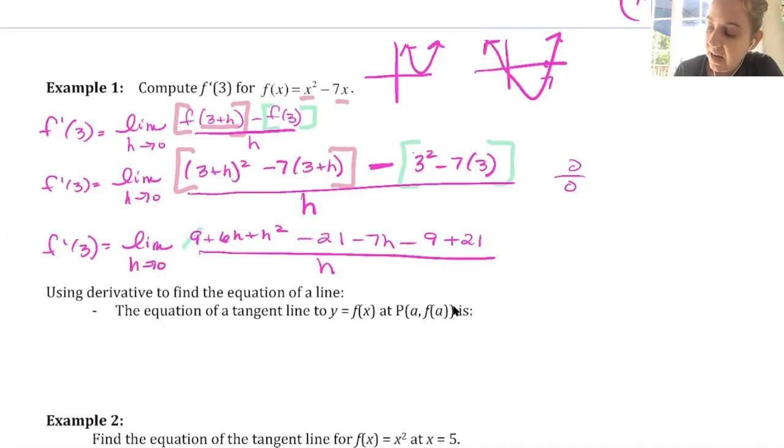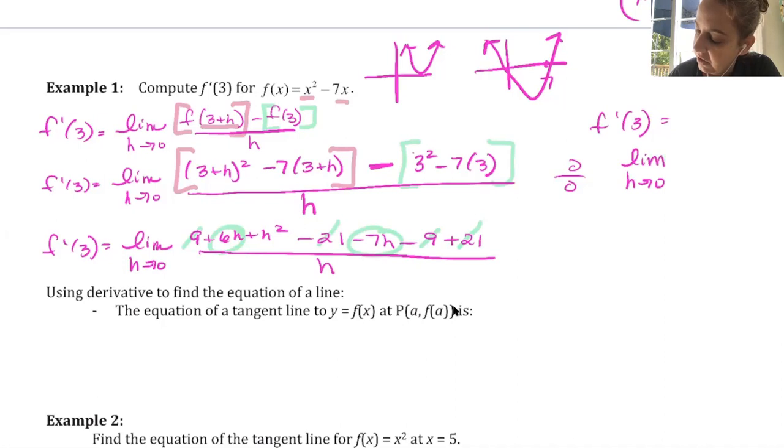Here's a positive 9 and a negative 9, cancel. Negative 21 and a positive 21, cancel. I can combine like terms, a 6h and a negative 7h. So this becomes f prime of 3 is the limit as h approaches 0 of h squared minus 1h all over h. My eraser's a little aggressive there.